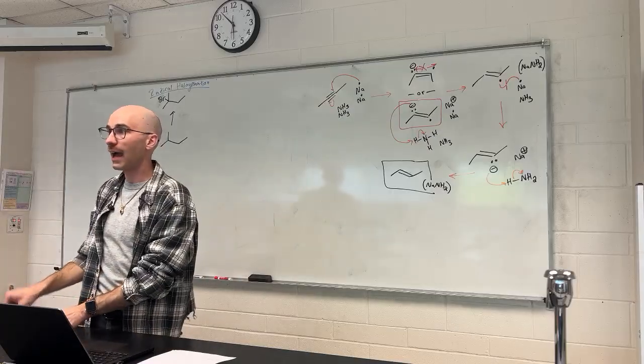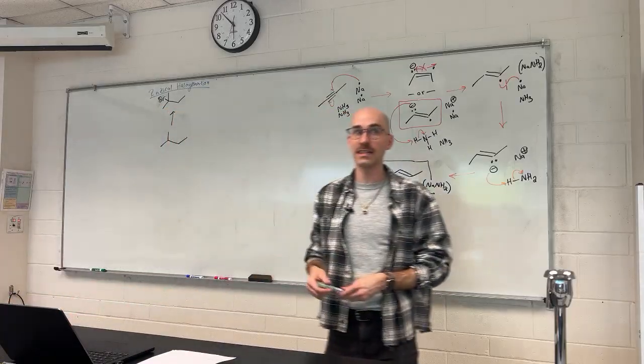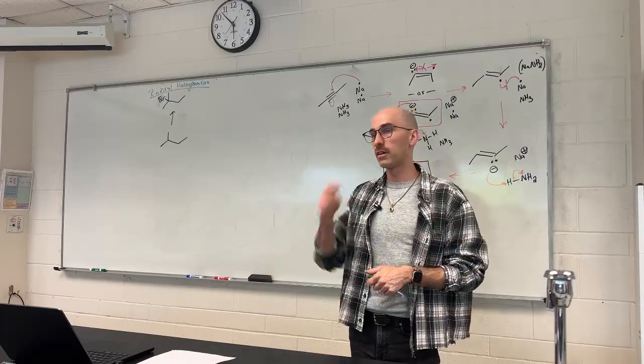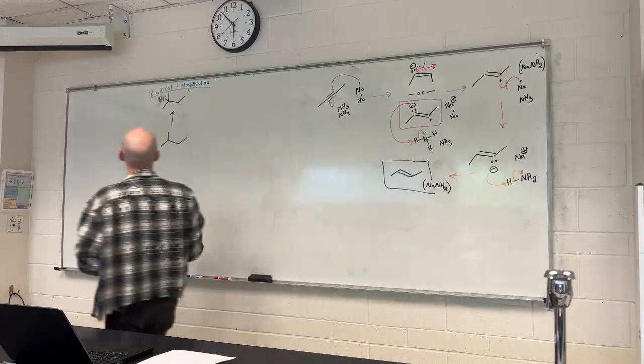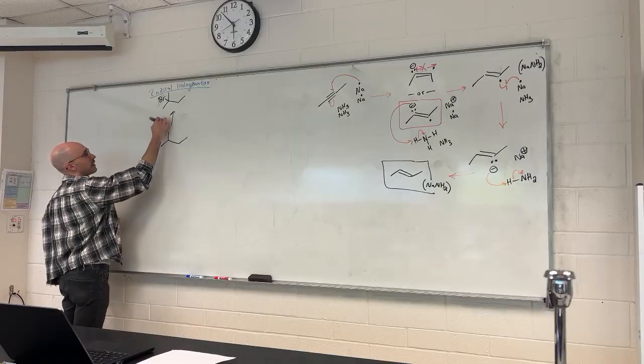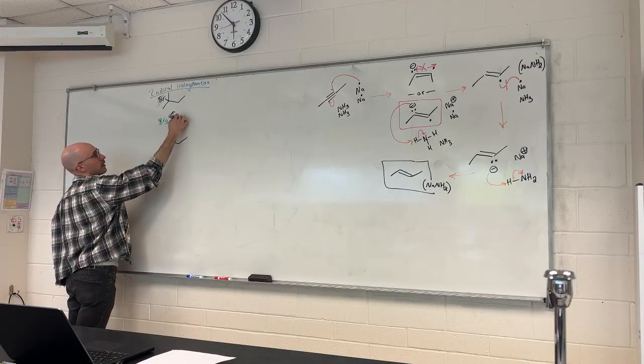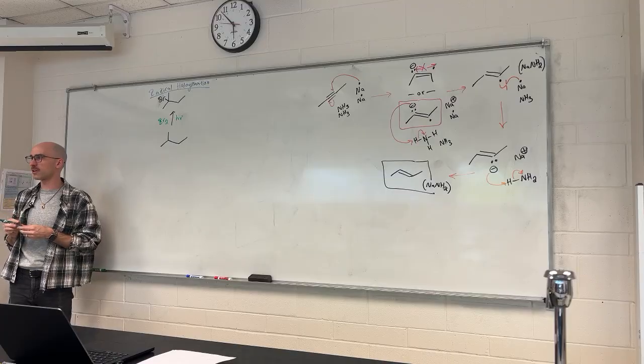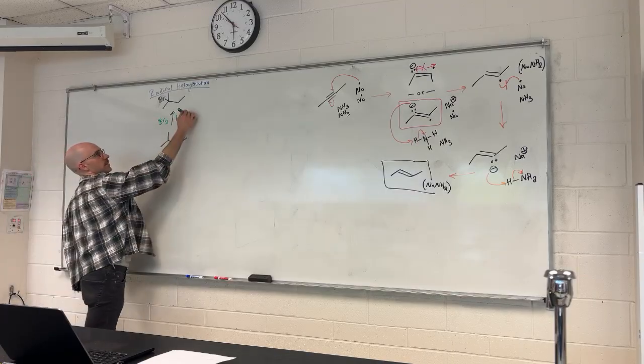I need to abstract a hydrogen. I need to get a hydrogen out of there so that I can put my bromine in. So I use Br2 and h-nu. What's another word that I could use to replace h-nu? Light.